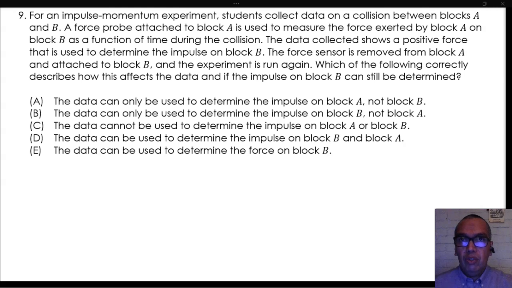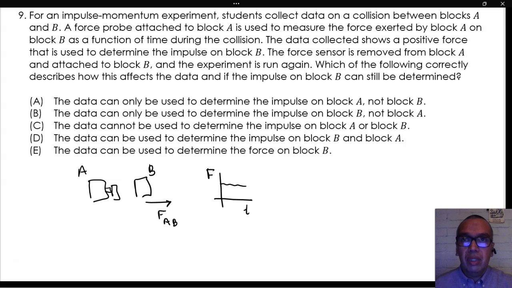For an impulse momentum experiment, students collect data on a collision between blocks A and B. A force probe is attached to block A and is used to measure the force exerted by block A on block B as a function of time during this collision. The data collected shows a positive force that is used to determine the impulse on block B.